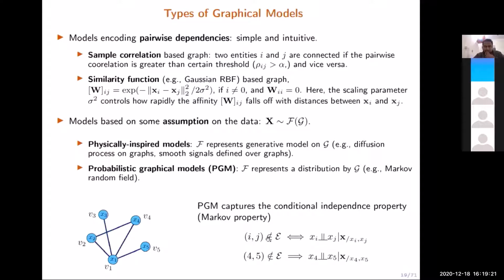So with this graph, (i, j) not belonging to E implies, and vice versa, that Xi and Xj are conditionally independent given the rest of the data. Suppose 4 and 5 here are independent. If there is no edge between 4 and 5, it implies that X4 and X5 are conditionally independent. Okay, so these are the three models. The model we will be studying next will be at the intersection of these two models, physically inspired models and probabilistic graphical models.